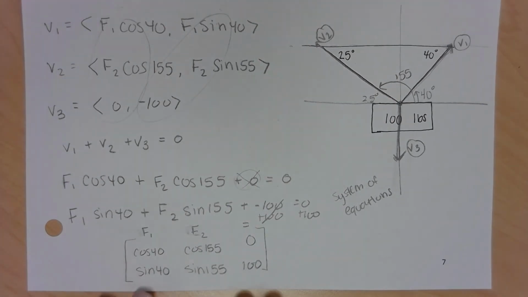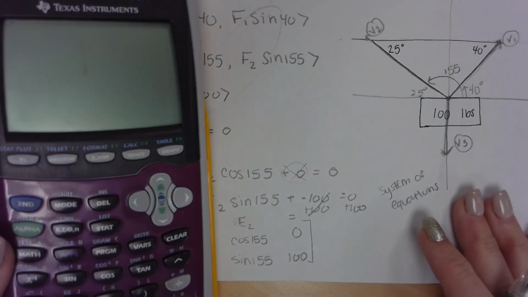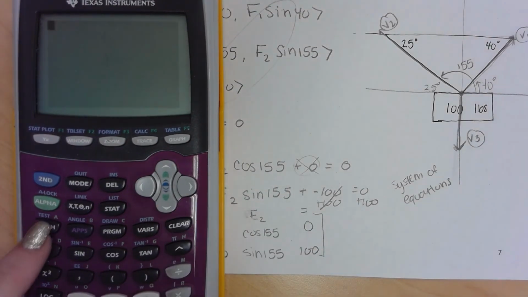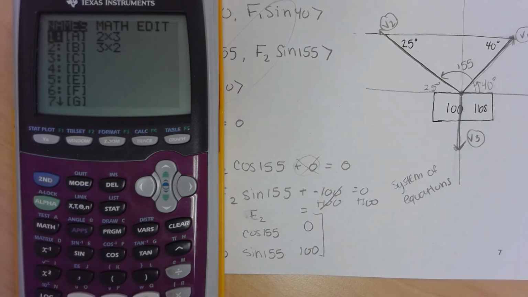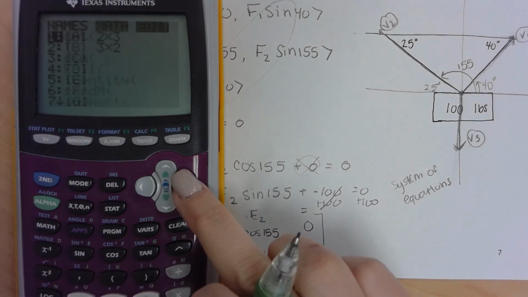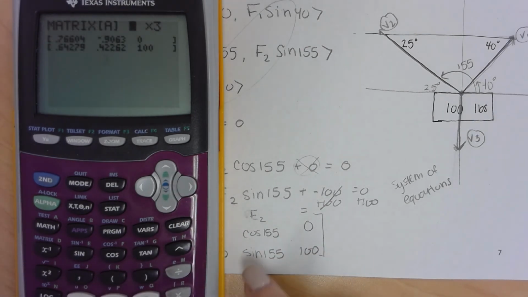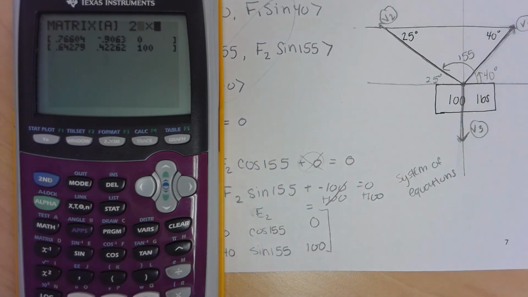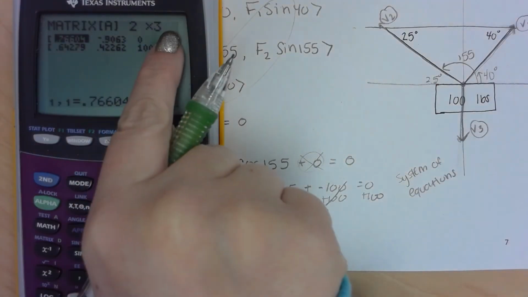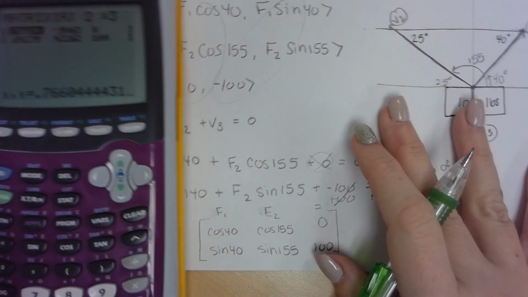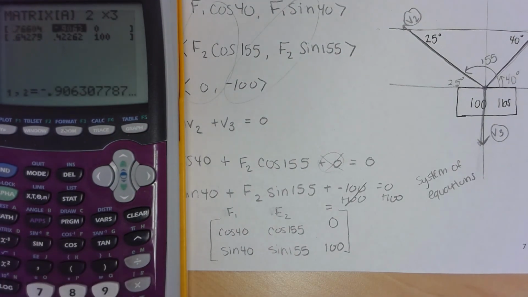Okay, so once we got all that, we're going to go to our matrix button. Matrix is right here above x to the negative 1. So we're going to go to matrix, and we want to edit this matrix, so I'm going to go over to edit. Now this is a 2 by 3 matrix, so 2 by 3 would give us 2 this way, 3 long. And then we're going to type in our values. So we've got cosine of 40, cosine of 155, and 0, sine of 40, sine of 155, and 100.